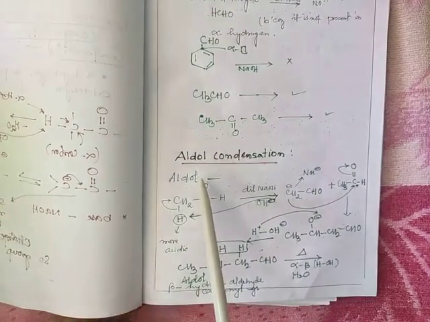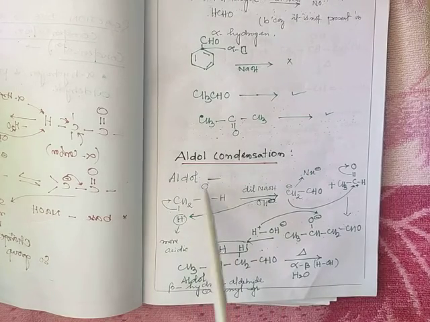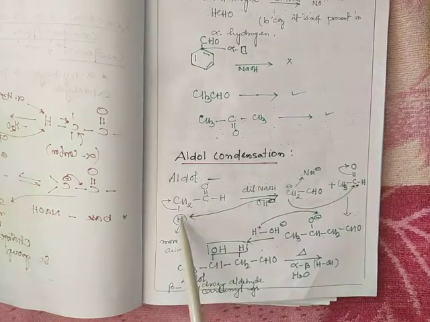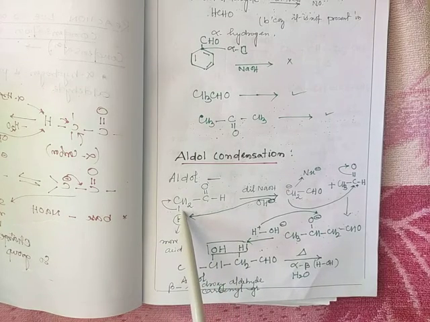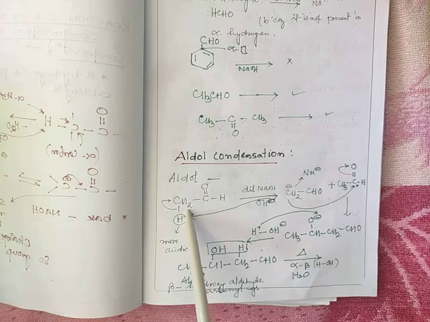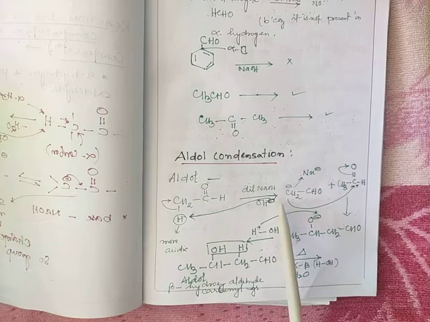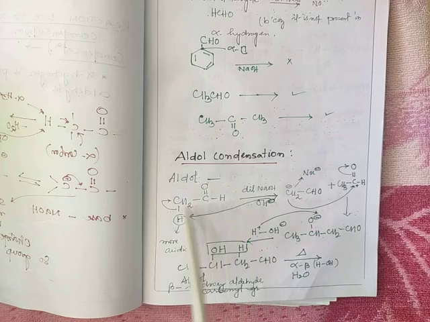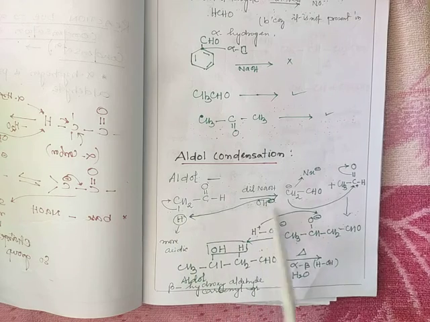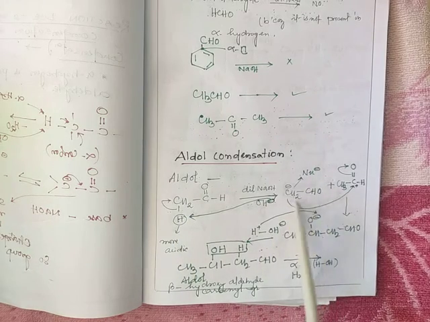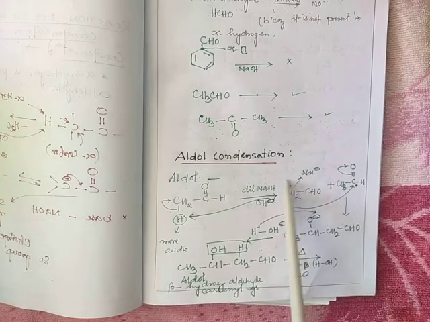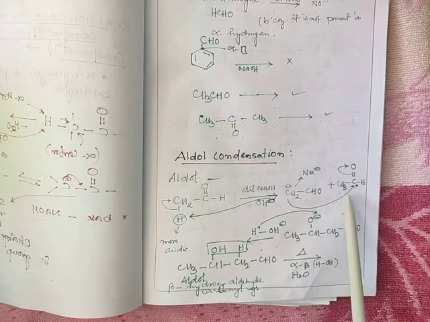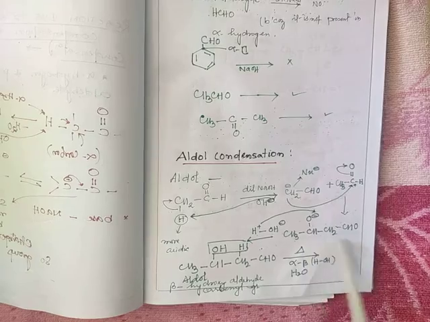Now next is aldol condensation. Here this is a compound with CH3, that means acetaldehyde in basic medium. From here water will form, and this product has a nucleophile. This CH2 behaves just like a nucleophile, and it reacts with acetaldehyde, forming this product.